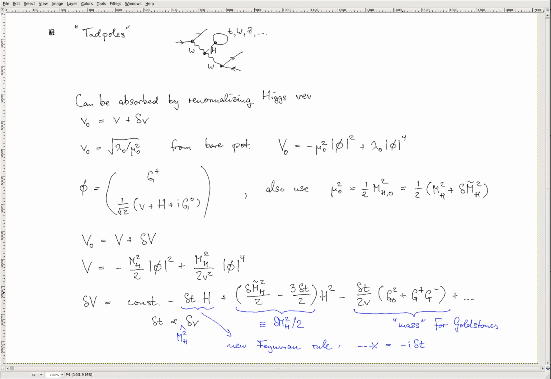What other terms exist in delta v? Are they only terms that are renormalizable? Yes, they are only terms that are renormalizable, right? So we start out with four powers of the field over here. And then, if all the parameters get counterterms and so on, still the highest powers of fields that we can get is four. So they would remain renormalizable.